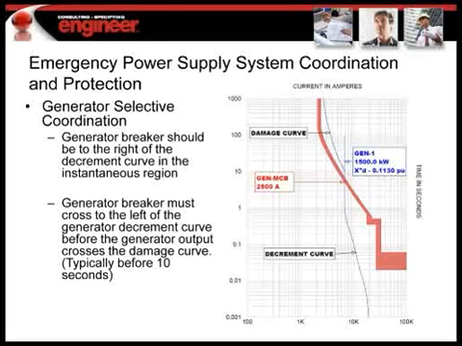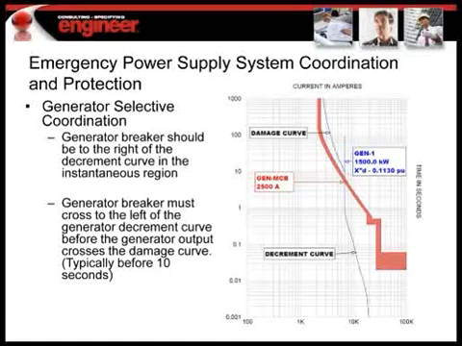Where exactly that crosses is obviously an engineering judgment and decision. A lot of times it'll depend on what you have downstream and what you're coordinating with, how big your system is, and the components downstream. So that's pretty much a typical example of a coordination of the generator.